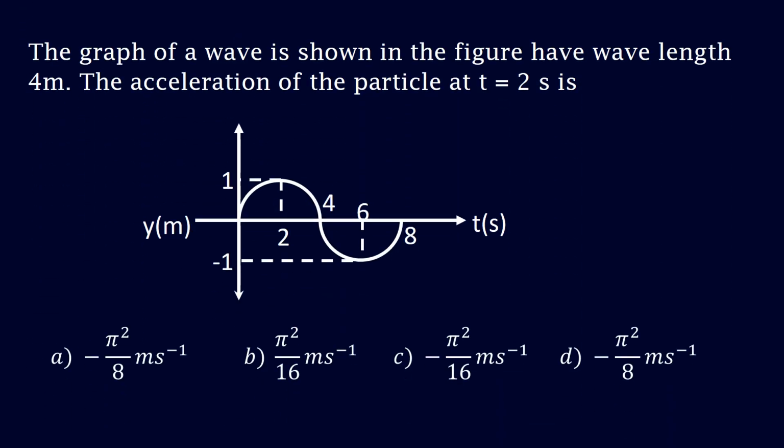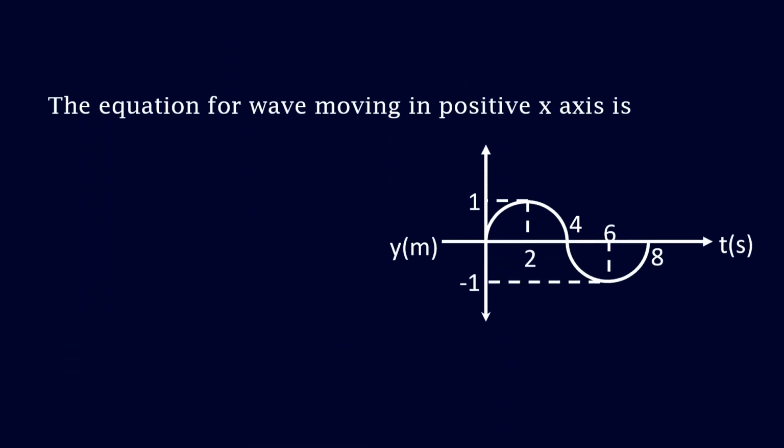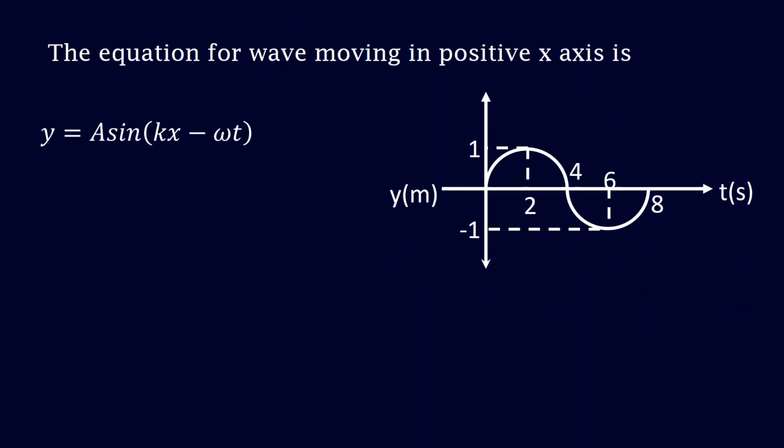From the graph, we get amplitude A is equal to 1 meter, periodic time T is 8 seconds, and initial phase is 0 radians. We are asked to find the acceleration at time 2 seconds. The equation for the wave moving in the positive x-axis is given by y is equal to a sine of kx minus omega t. If we take the derivative of the standard equation, we get velocity u is equal to minus a omega cos of (kx minus omega t).